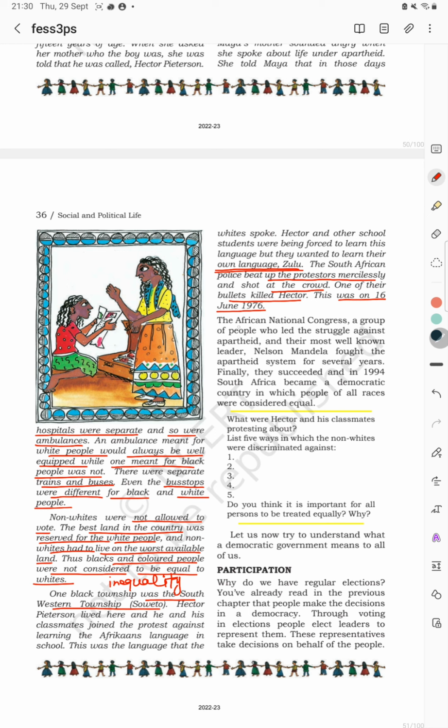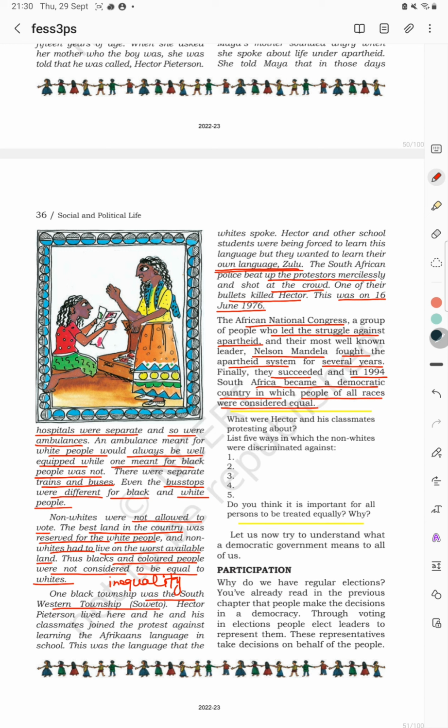So the African National Congress, a group of people who led the struggle against apartheid, because the apartheid system was basically the system of discrimination or the system of injustice. They led the struggle against this apartheid system, and the most known leader was Nelson Mandela. He fought the apartheid system for several years and finally succeeded in 1994, when South Africa became a democratic country in which people of all races were considered equal.